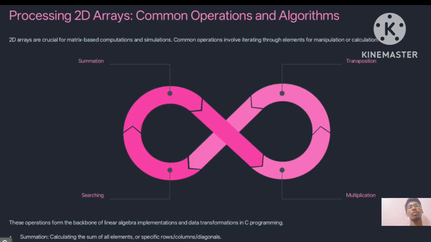Processing 2D arrays: common operations and algorithms. 2D arrays are crucial for matrix-based computations and simulations. Common operations involve iterating through elements for manipulating them. These operations form the backbone of linear algebra implementations and data transformations in C programming, such as summation, transposition, searching, etc.